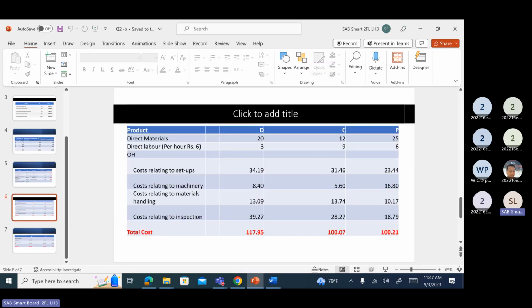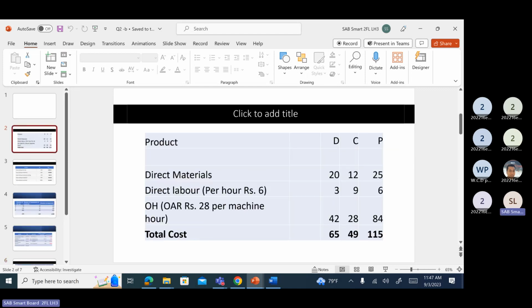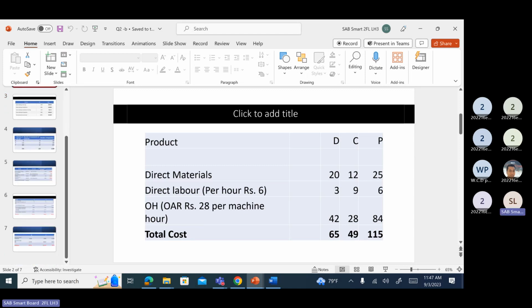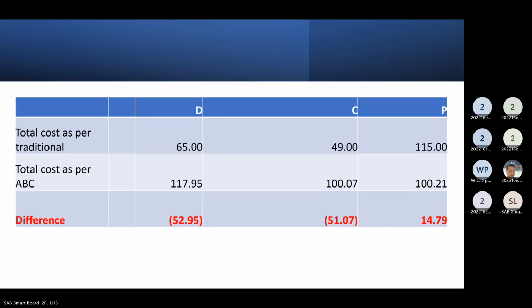Now this is the total cost under absorption costing. If we put these two on one slide, you see that they are significantly different. Under the traditional costing method, D is 65 and under activity-based costing 170, and C is 49 and 51, D 150 and 100.